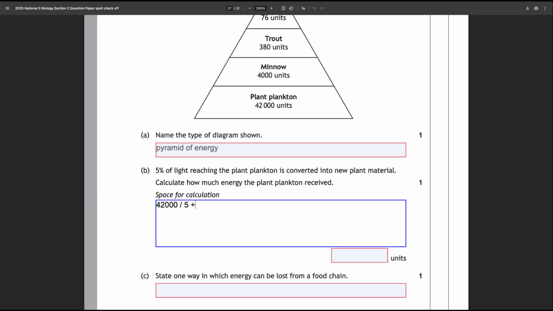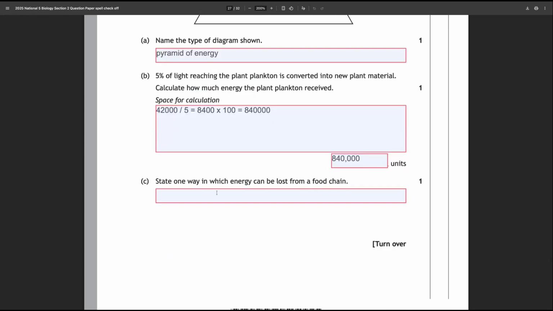So we do 42,000 divided by 5, okay? And I'm just going to quickly pop that into my calculator to make sure I get this right rather than doing it mentally. So 42,000 divided by 5 is 8,400. Okay, so 1% of energy is 8,400. If we want to find out the total energy, we then have to times that 8,400 by 100. Okay, we times that by 100 and it gives us 840,000. Okay, 840,000, folks, that's how you work that one out.